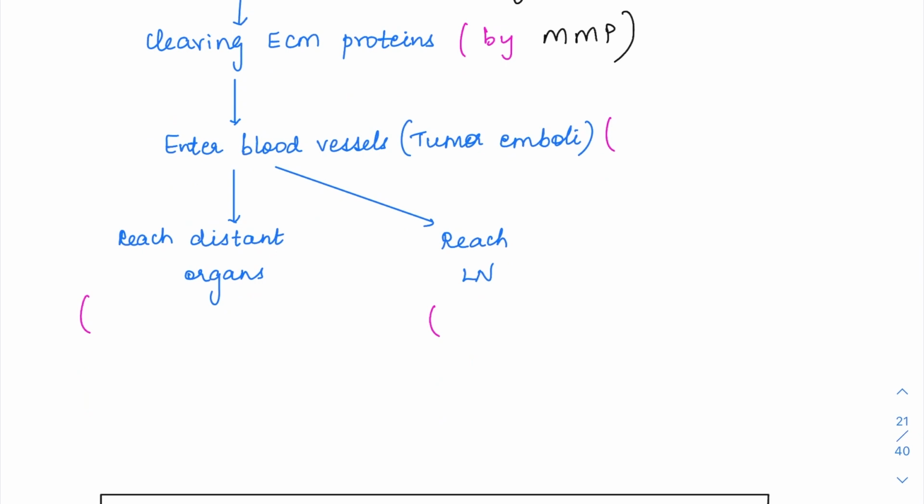Then next, it is going to find a blood vessel, and it is going to breach the basement membrane of the blood vessel, again with the help of collagenases secreted by the tumor cells only. And then it is going to enter into the blood vessel. So inside the blood vessel, it is going to form a tumor emboli.